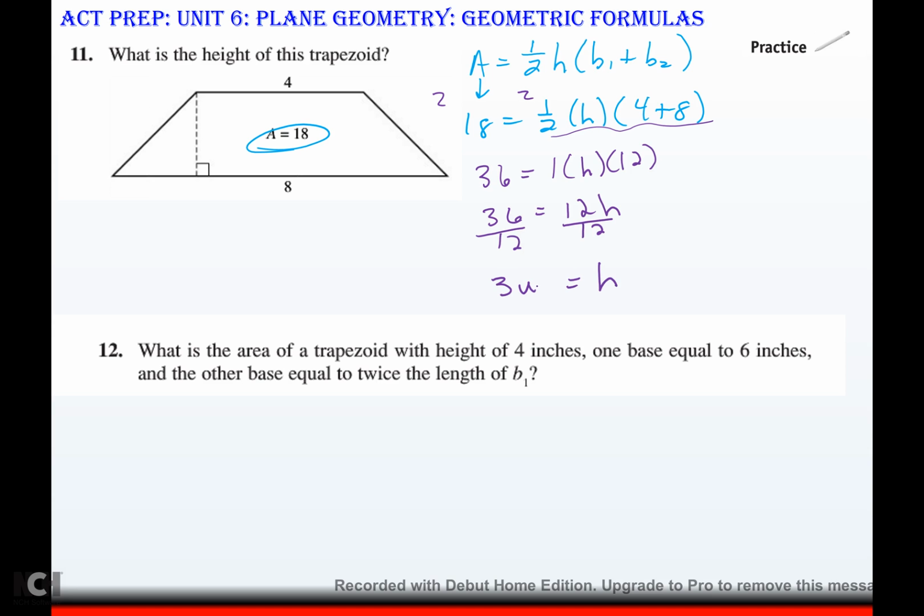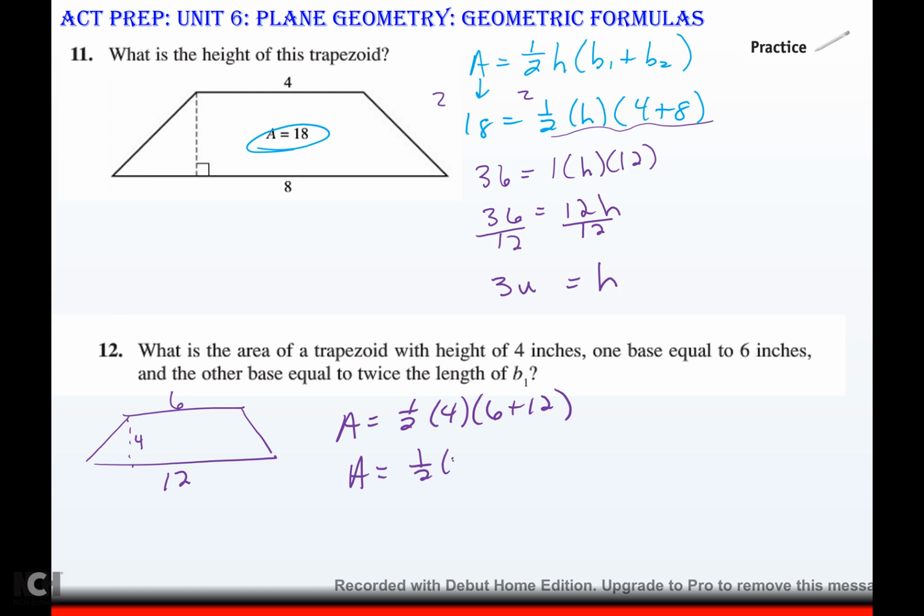Okay. Number 12, what is the area of a trapezoid? I'm going to draw one with a height of 4 inches. One base is equal to 6, and the other base is equal to twice that, so the other one would be 12. So my area is 1/2 times my height times the sum of my bases. That's going to be 1/2 times 4 times 18, and that is going to be area equals half of 4 is 2. 2 times 18 would be 36 units squared.